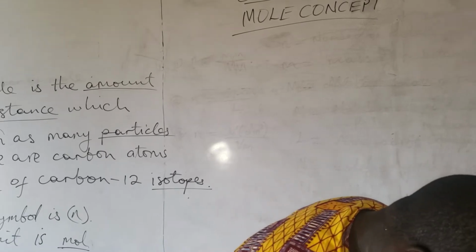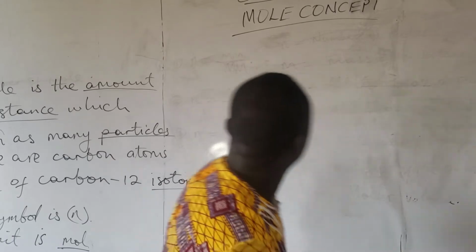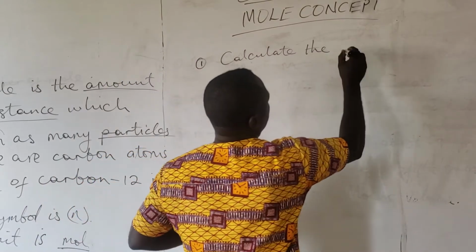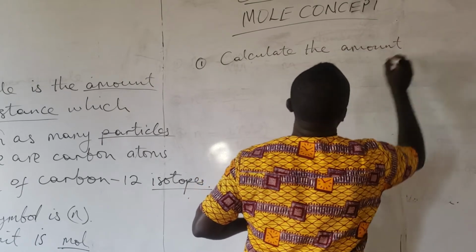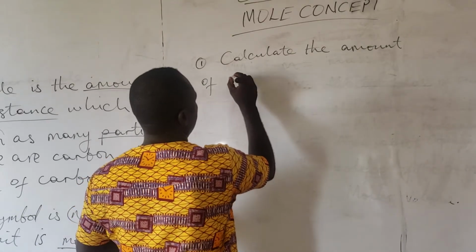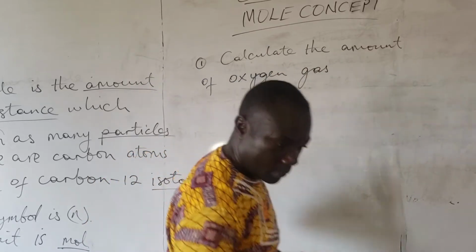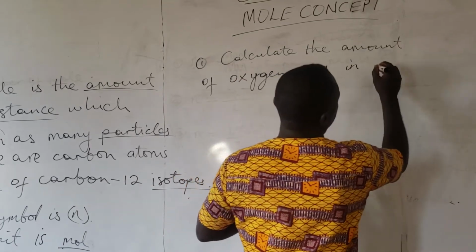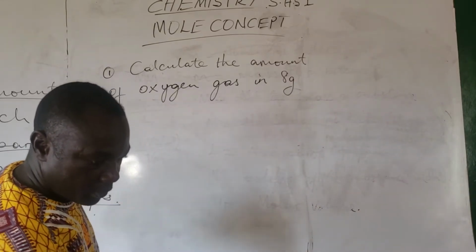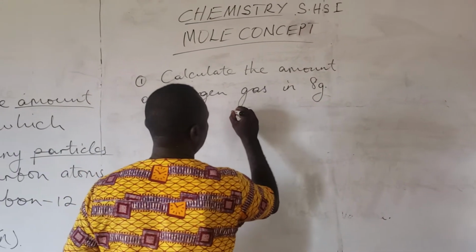Let's pick a question here. The question is saying: calculate the amount of oxygen gas in 8 grams. Calculate the amount of oxygen gas in 8 grams. Okay. So the first thing that you should know to have the answer here.